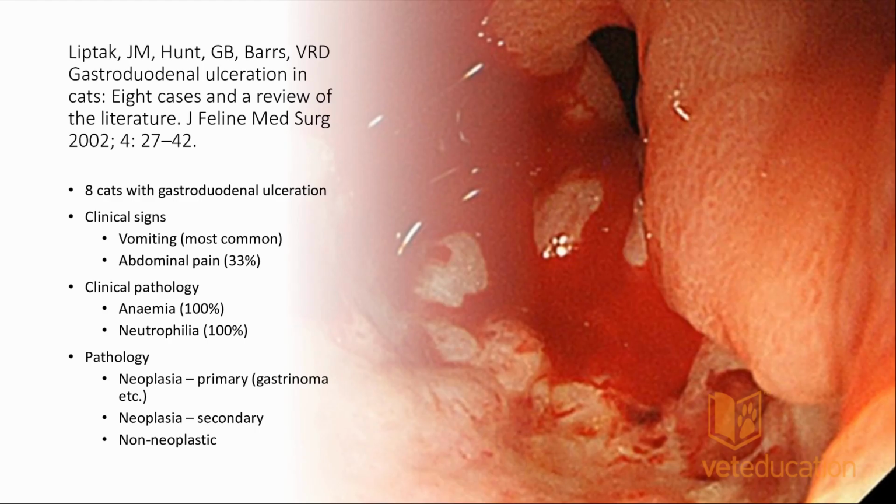The pathology in these cats was in one cat, primary gastrinoma, secondary neoplastic lesions, and non-neoplastic lesions like inflammatory bowel disease and so on in these patients.